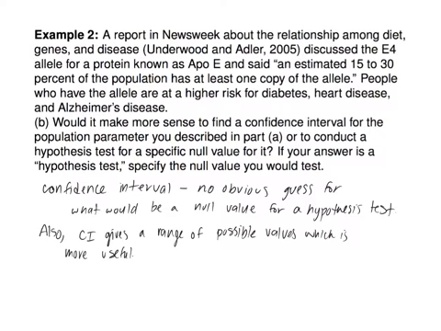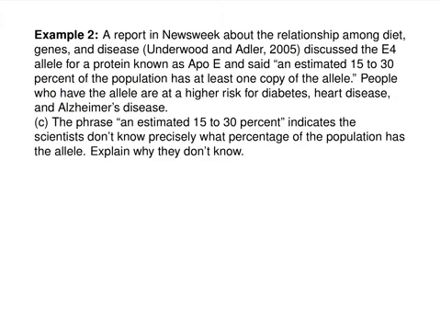And usually larger samples produce smaller intervals. So that might be because they had a small sample that they tested. So the phrase "an estimated 15 to 30%" indicates that the scientists don't know precisely what percentage of the population has the allele, and explain why they don't know. So they don't know exactly because what did they get this from? A statistic or a sample, right? And so they didn't actually test everyone, that's why they don't know for sure.